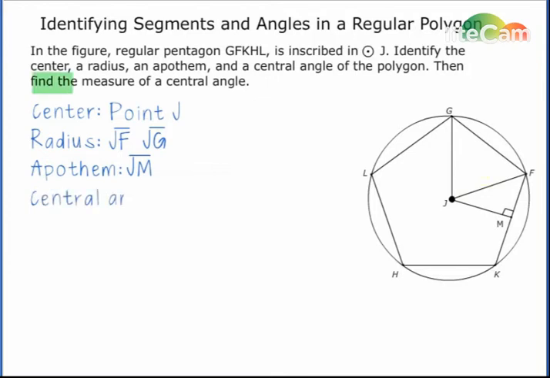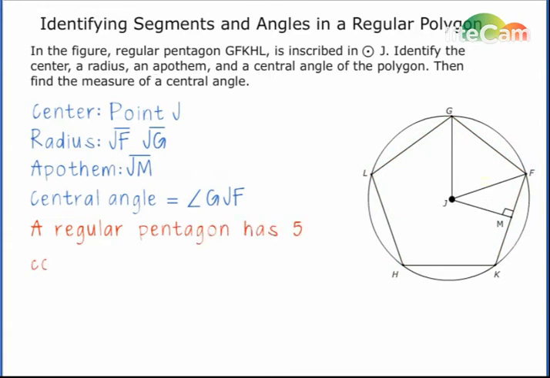Finally, we want to find the measure of the central angle. Because the shape is a regular pentagon, it has 5 congruent sides. We also know, because there are 360 degrees in the circle, that the sum of the measures of all the central angles of the pentagon is 360 degrees. And because the sides are congruent, the central angles will also be congruent. Let's draw in all 5 central angles.